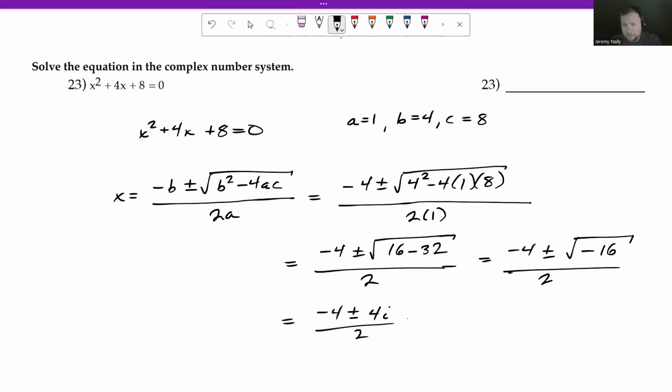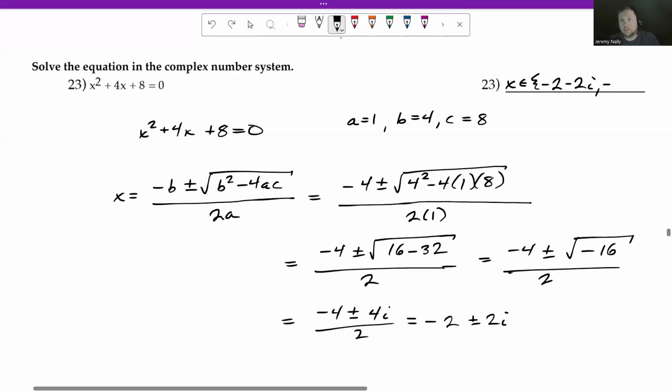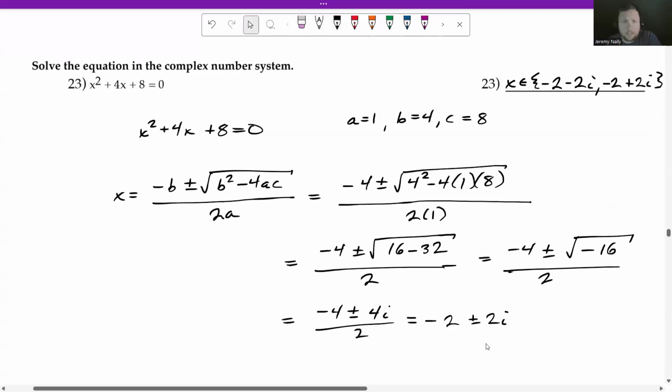And then I can distribute the 2 to each part. So I have negative 2 plus or minus 2i. And those are my solutions. So x is negative 2 minus 2i, or negative 2 plus 2i. And notice that they're complex conjugates of each other. It's just something to notice. All right, next.